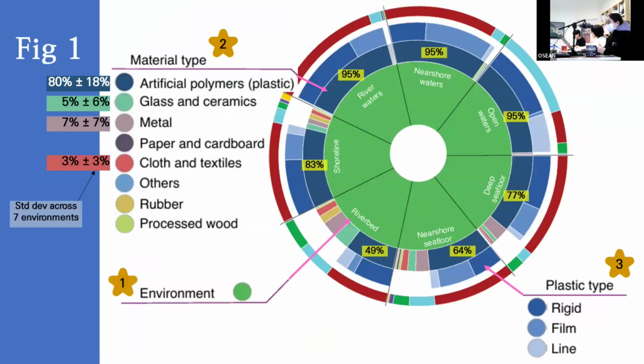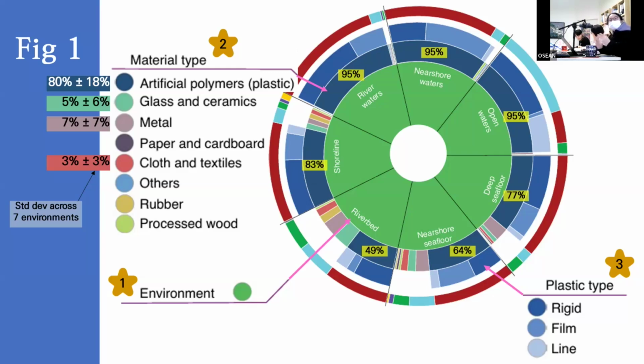Let's take a closer look at the figure. From inside out, the green part, or star 1 here, shows the 7 major environments, which is riverbed, shoreline, river waters, nearshore waters, open waters, deep sea floor, and nearshore seawater. Then the second ring, or star number 2, here shows the material types, which is based on the legend shown here on the left.